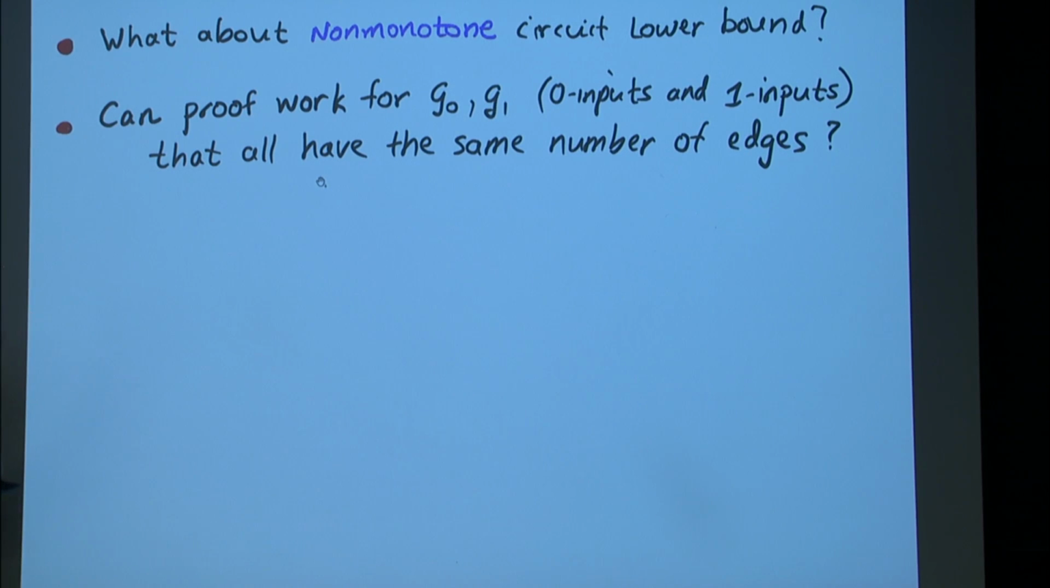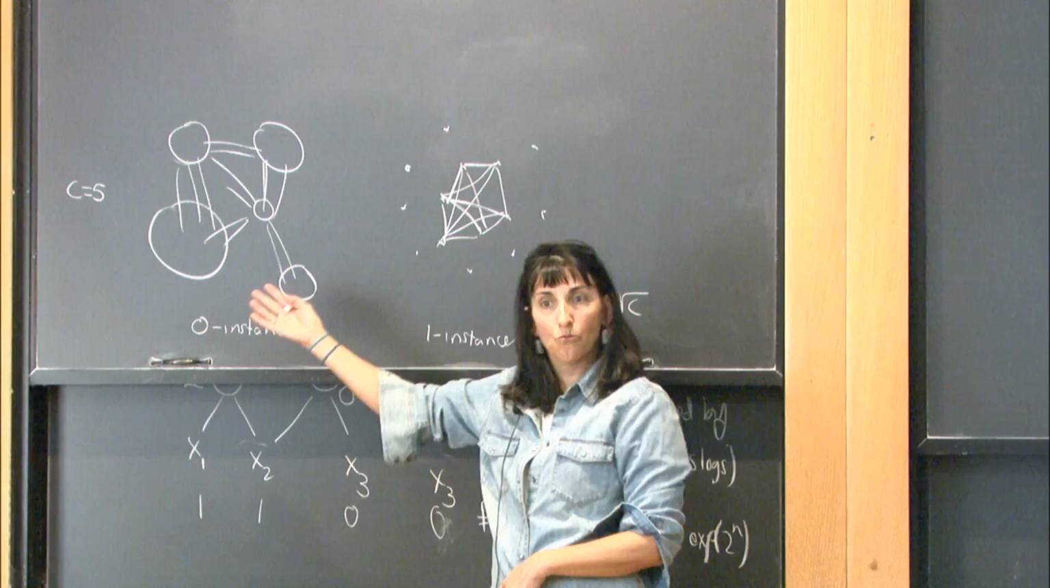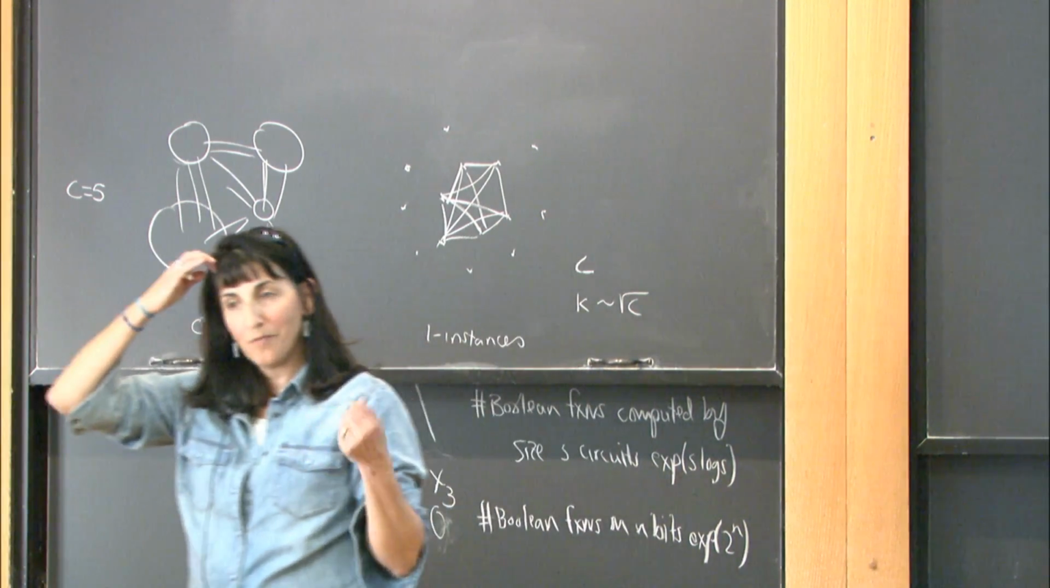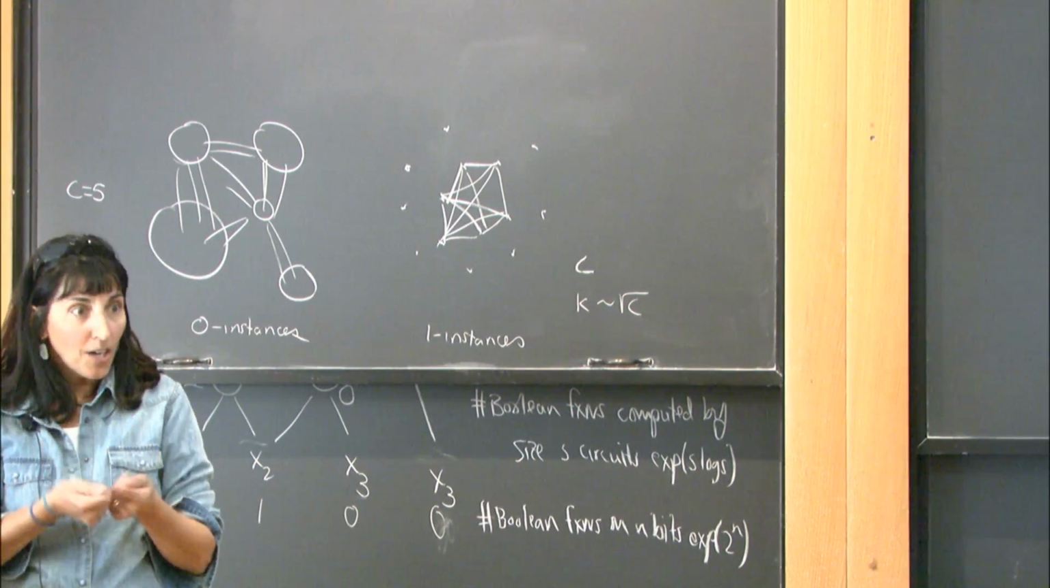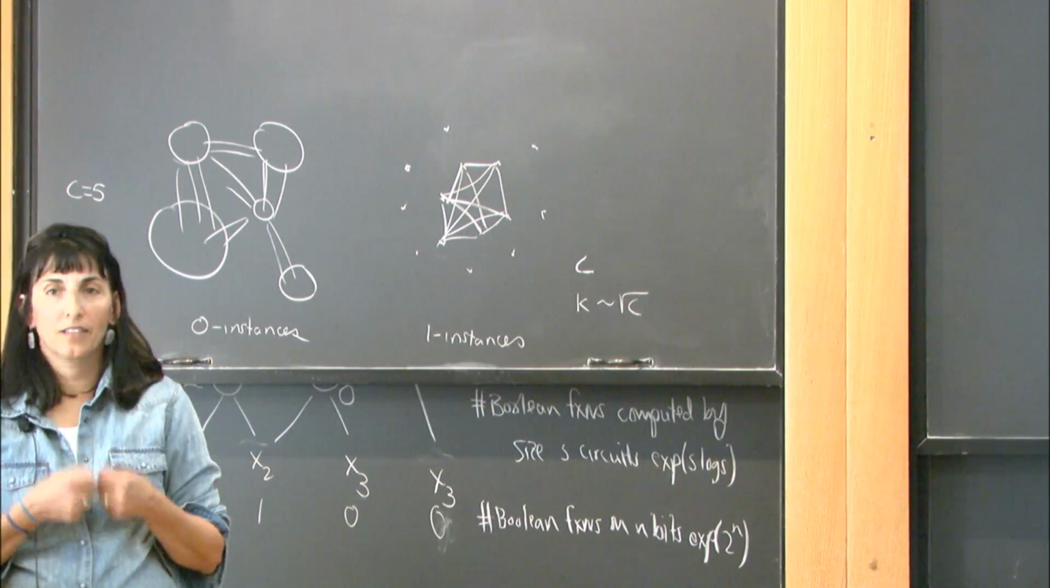Okay, so I just want to point out something quickly. I don't want to spend too much time on this, which is that if you could get this argument to work for a different family of yes and no instances that had exactly the same number of edges, say random graphs drawn from G(n,p) where you have exactly half the number of ones and half the number of zeros, a monotone circuit lower bound would prove P not equal NP.